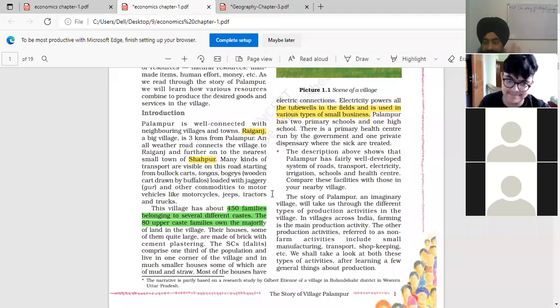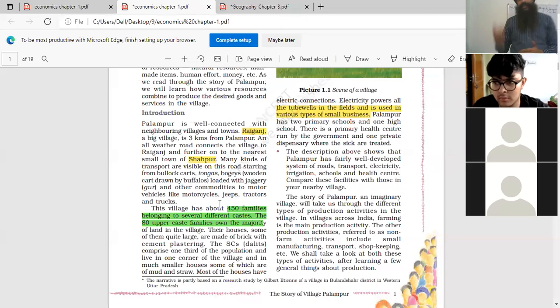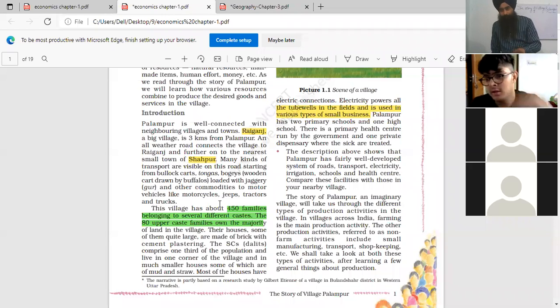And there are the SC community, Dalits, also. There is a large section of the population which does not have land of their own. They are basically dependent on large scale farmers for labor. Small scale farmers or landless farmers work as laborers in the fields of the large scale farmers. Clear?